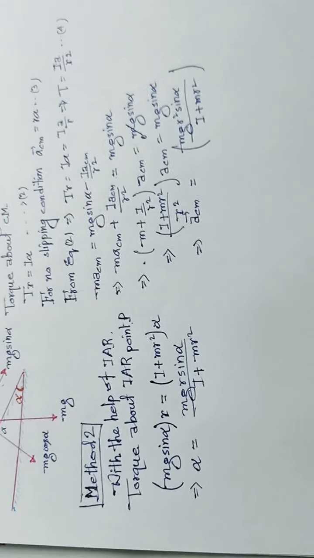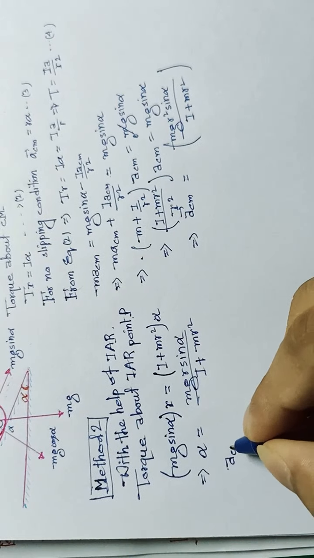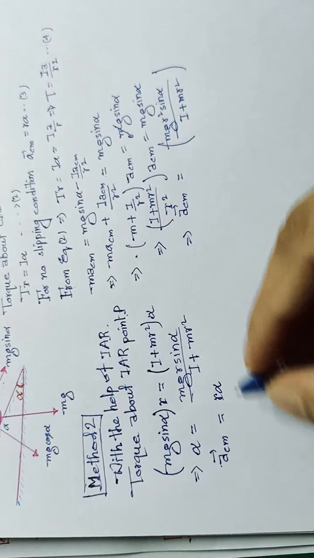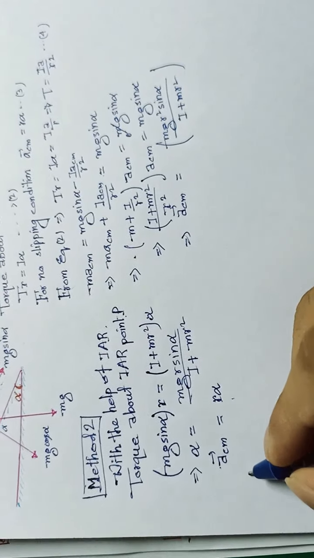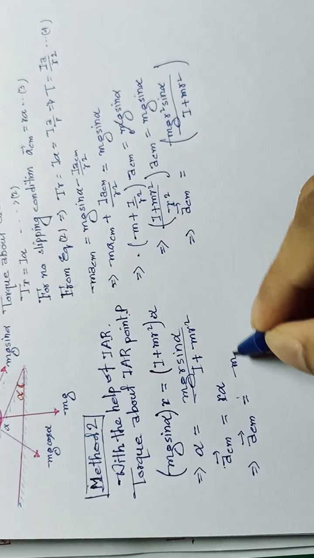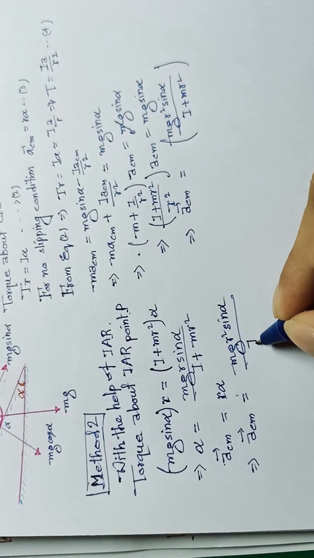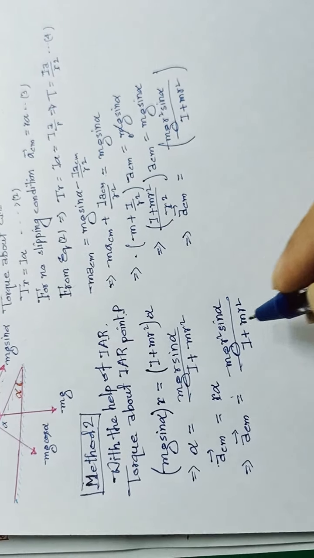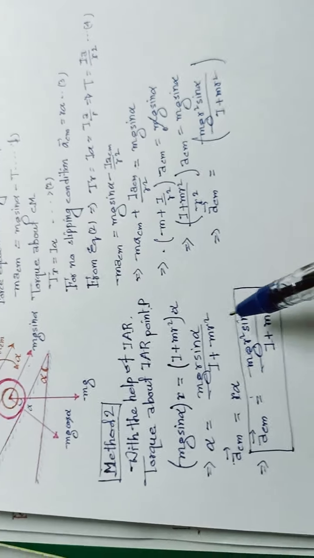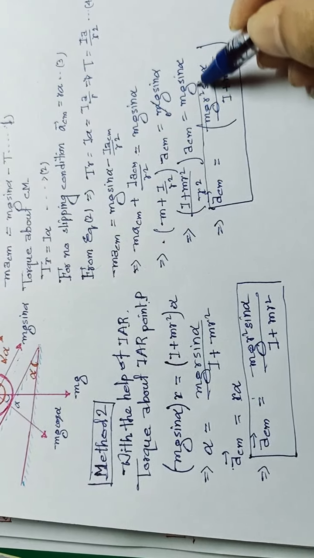Now for finding the linear acceleration of the center of mass, a_cm will be equal to r into alpha. If we substitute the value of alpha in this equation, then we get the acceleration of center of mass as mg r square sin alpha divided by I plus m r square. So this is the required value of the acceleration in method 2. Now we can verify that the results in both method 1, the general method, and method 2 are the same.